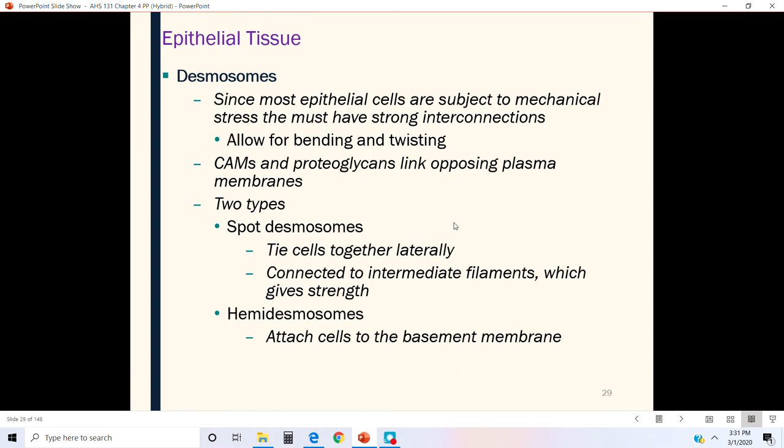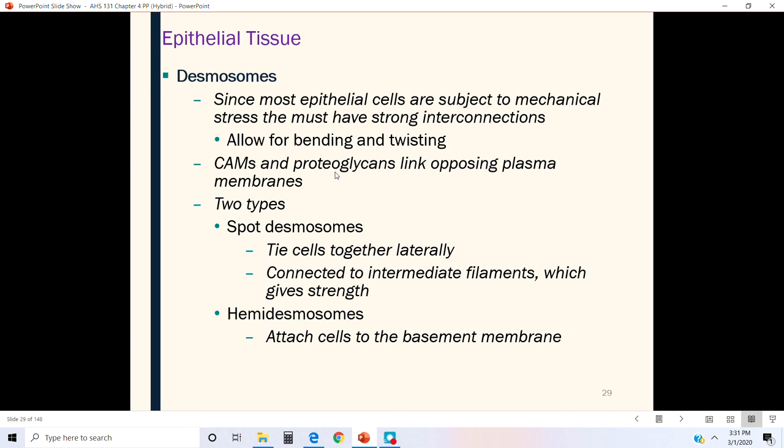The last specialized type of junction is known as a desmosome. Since most epithelial cells are subject to mechanical stress, remember they're covering and lining, they really have to have strong interconnections, and that's what allows us to bend and stretch without our skin ripping apart. So basically we're going to see our CAMs, the cell adhesion molecules, and the proteoglycans, the intercellular cement, that are going to hold together our plasma membranes, like we said before.